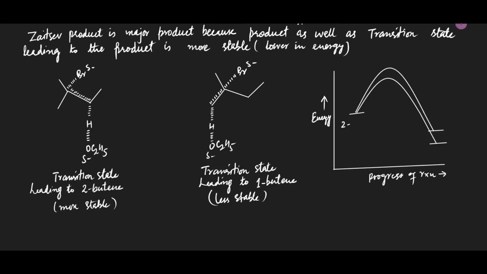In the energy profile diagram, you can clearly see that the difference in the rate of formation of the two alkene products is not very great, so both products are formed, but the more stable alkene is the major product of the elimination reaction. Now let us discuss the conditions that favor the Hofmann product to be the major product.